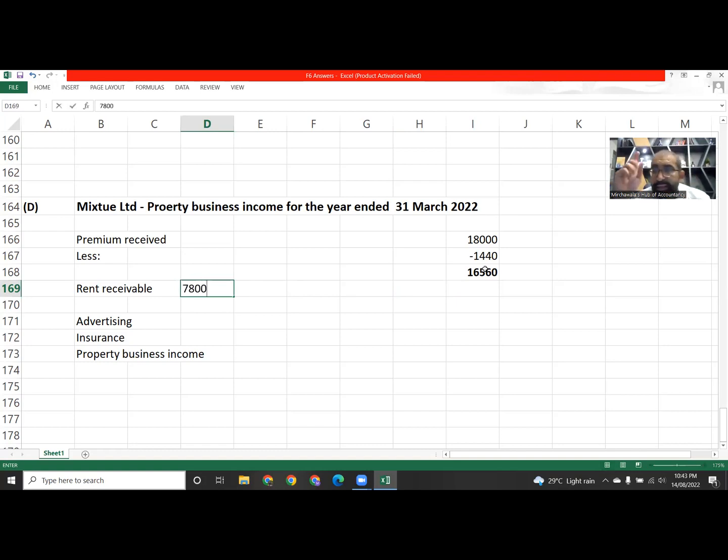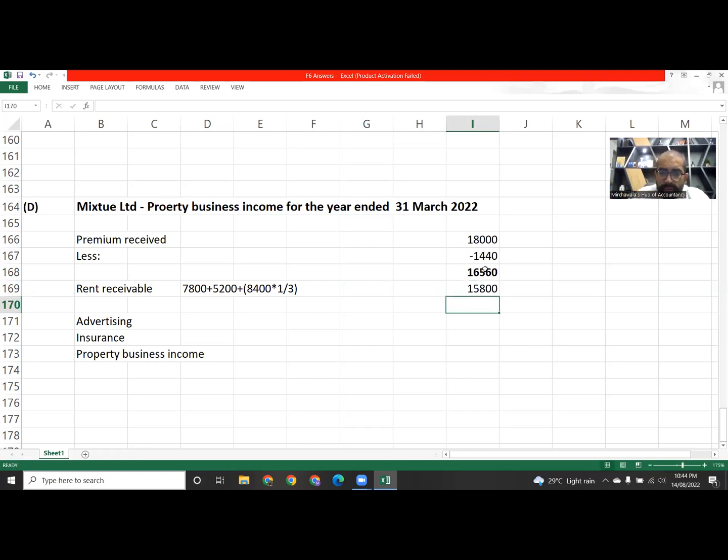7,800 we'll take complete. 7,800 was for April, May and June 21. Then plus, you have to take 5,200 as it is. Then only 1/3 of 8,400. 1/3 of 8,400, that is 8,400 times 1 divided by 3. This you have to do. So what is the number? The number is 15,800.